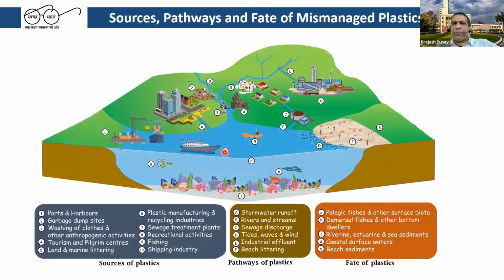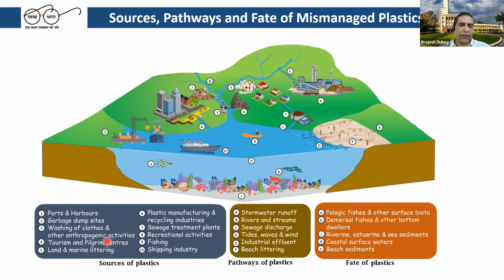So if you look at the big picture, in terms of the problem that we are looking at, you're looking at a catchment area where these are showing the different sources of plastic: ports and harbors, garbage dumping sites, washing of clothes. Even when we try to use recycled material, recycled plastic is being used in certain clothes too.